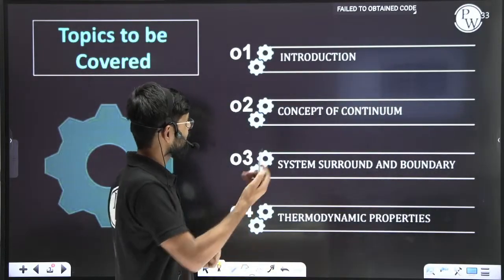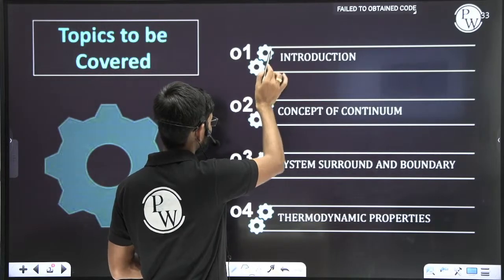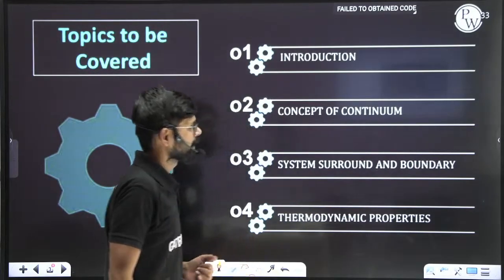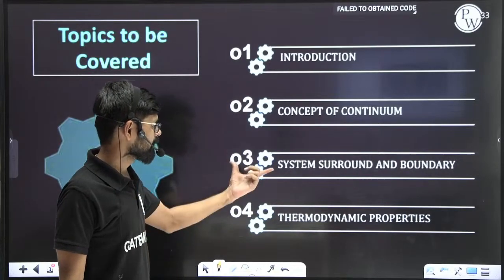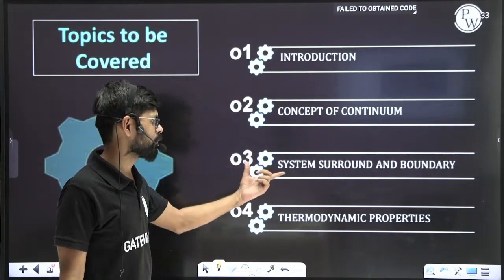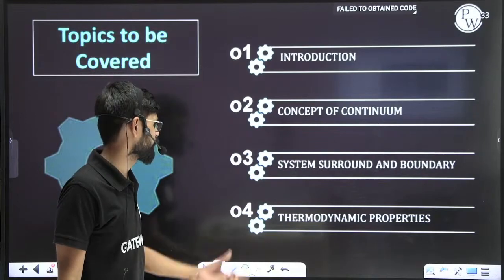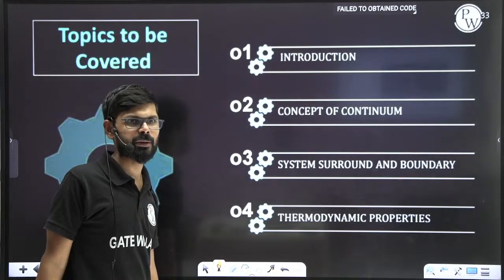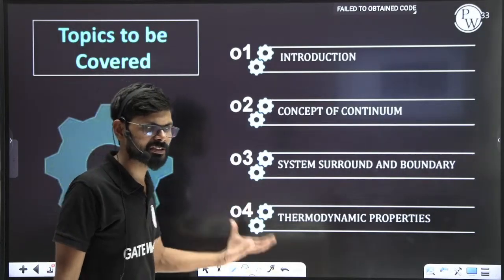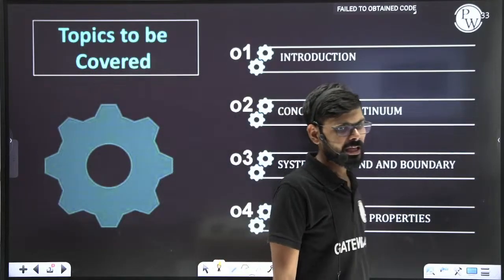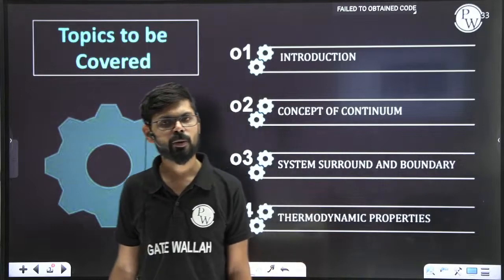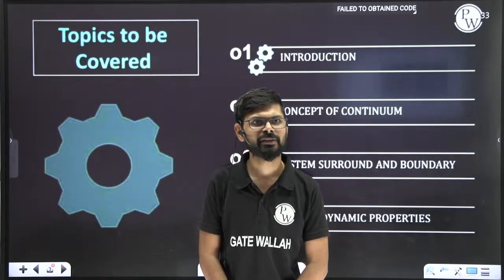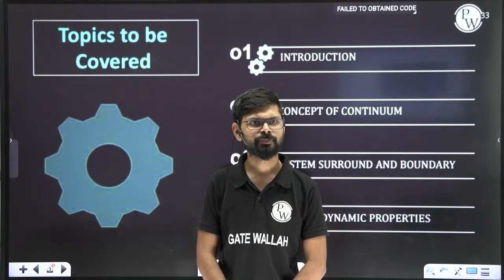Today we'll try to complete this introduction part. Tomorrow we'll discuss the concept of continuum. Then the third lecture will be system, surrounding and boundary. Then the fourth will be thermodynamic properties. This is the first set of lectures, and after that we will discuss ideal gas properties, zeroth law of thermodynamics, right? Very good evening, beta.